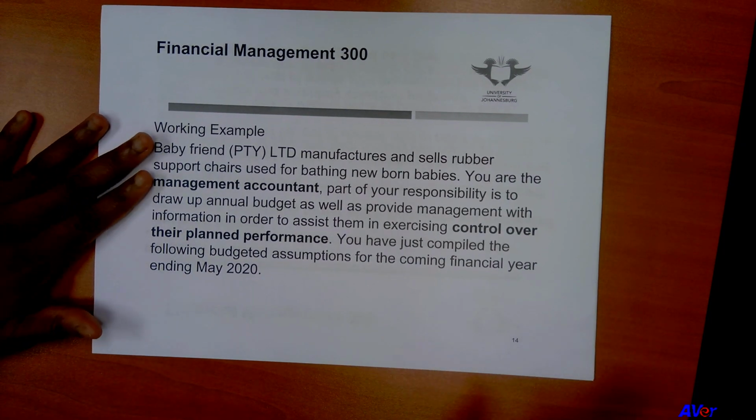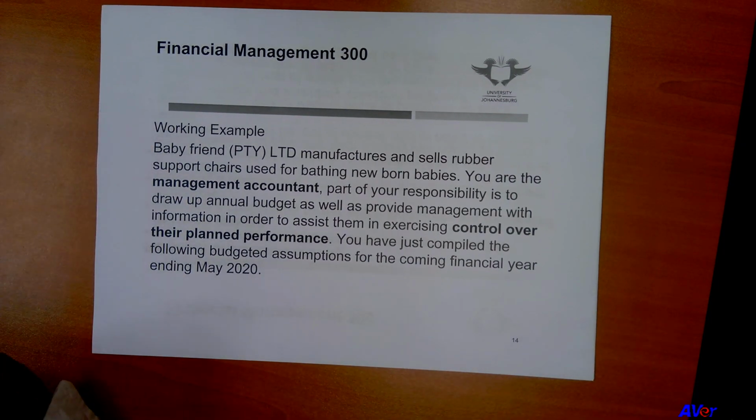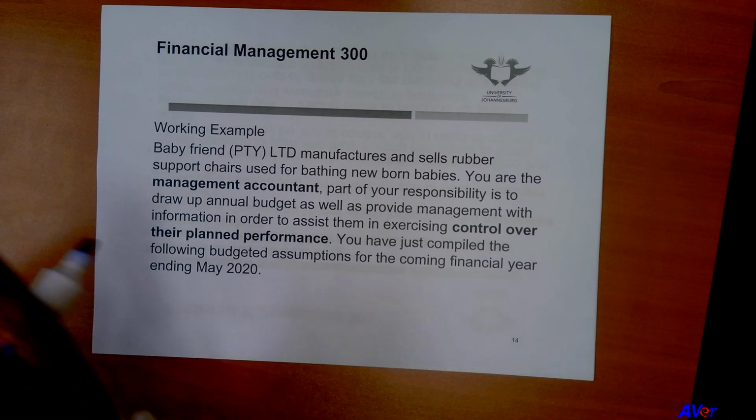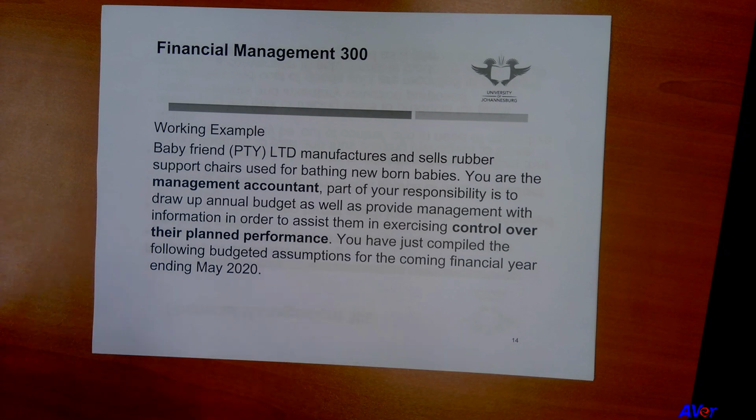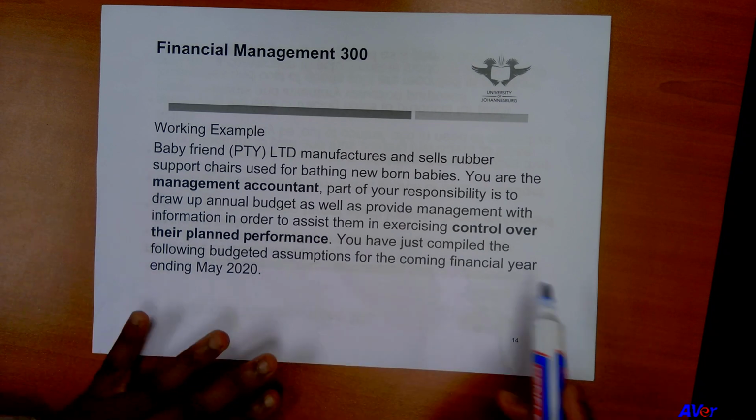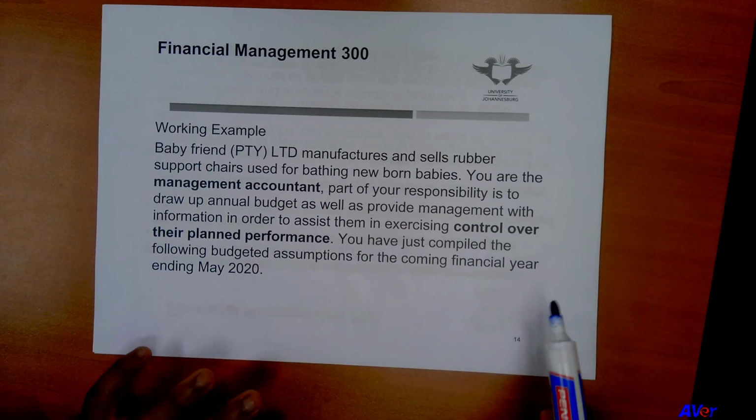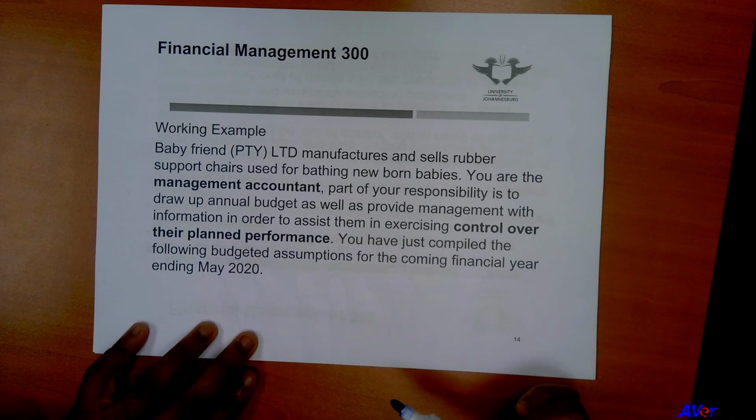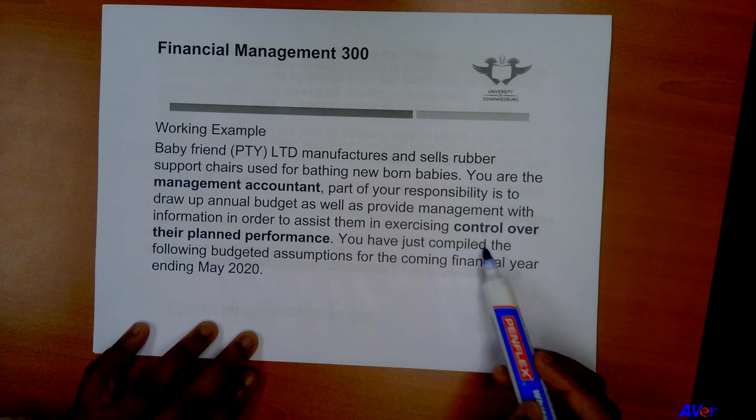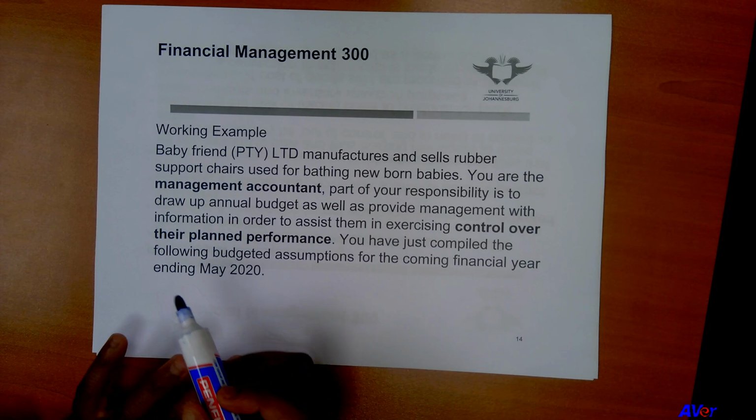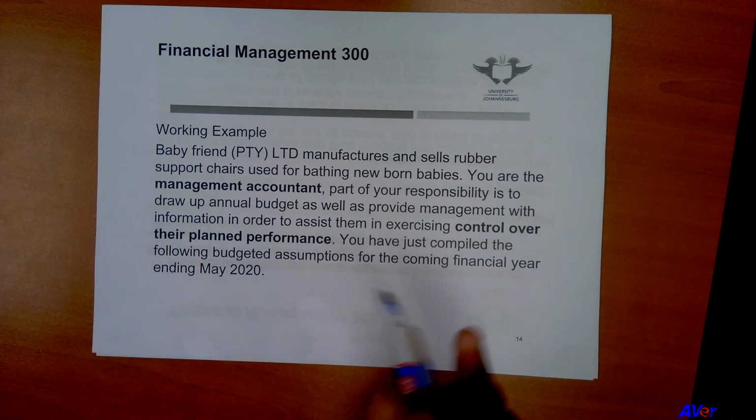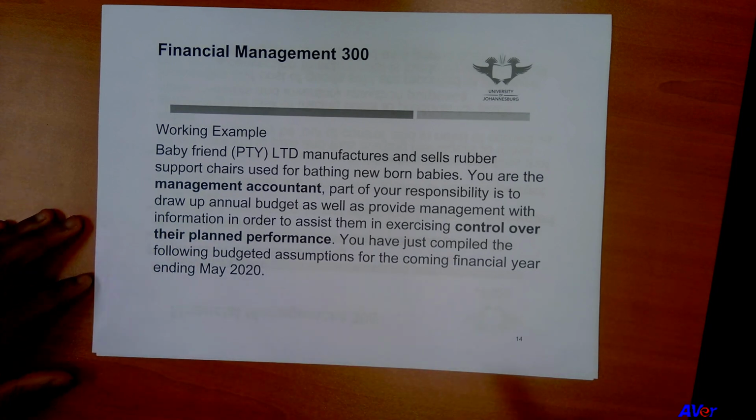So you are the management accountant. Already you know my role as a management accountant. I definitely have to make decisions. I need to control production. I need to manage resources. You know what you are in this company for. So then they go further and tell you that part of your responsibility is to assist management in terms of control over their planned performance, standard costing, control. I mean, the triggers are just being thrown at you here.